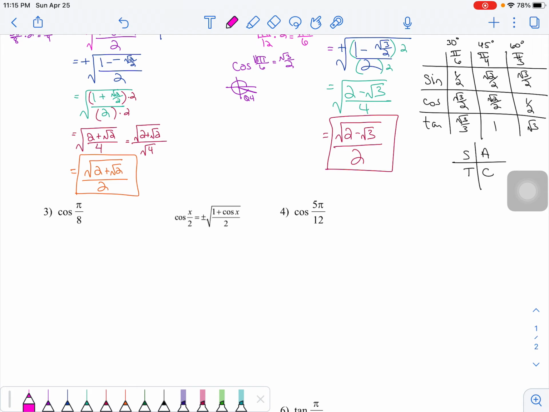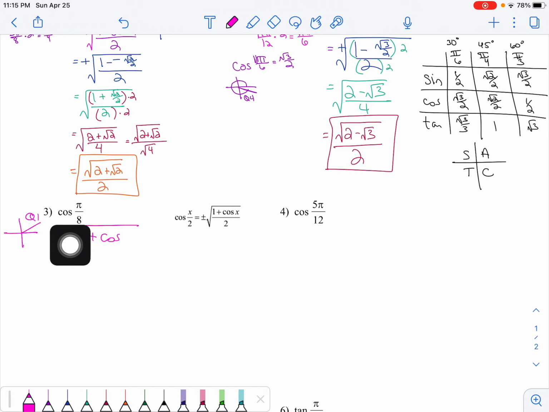All right, problem number 3, cosine of pi over 8. So first thing I want to know, pi over 8 is in what quadrant? And the answer is it is in quadrant 1. Because it's in quadrant 1, it is positive. So the plus minus in front of this formula is going to stay positive. So plus square root of 1 plus the cosine.